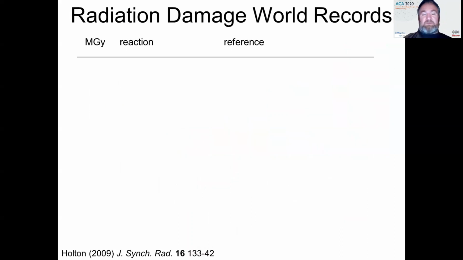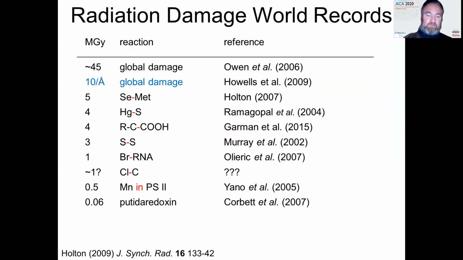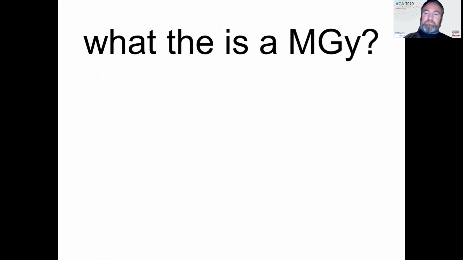So what I started doing was writing down world records. If you go through the literature, there's unfortunately a rather short list of all the different kinds of chemistries that have been calibrated, as in how many megagrays it takes for that reaction to go halfway. I posted this up on the wall at the beamline because these are not goals to be achieved, but limits to be avoided. You don't want to set new records when you're collecting a new and difficult data set.